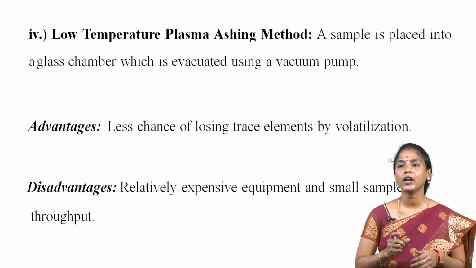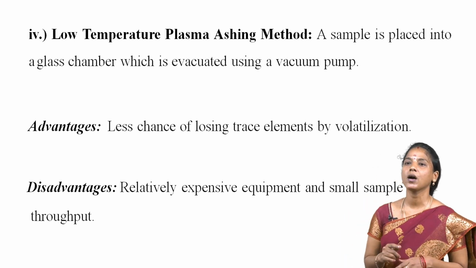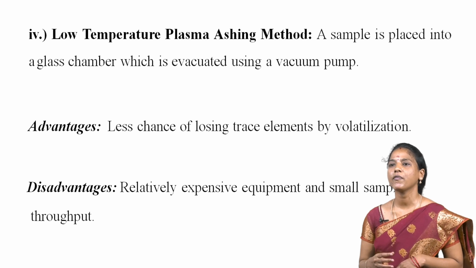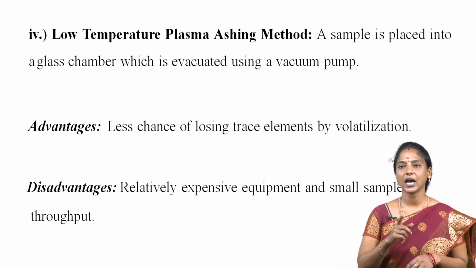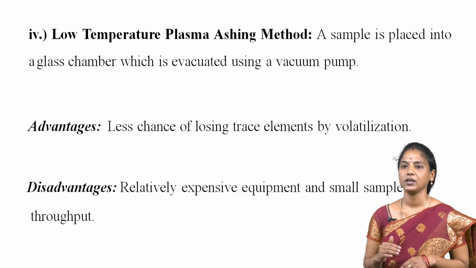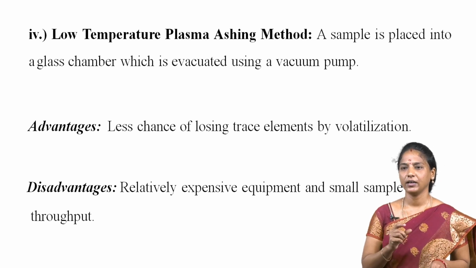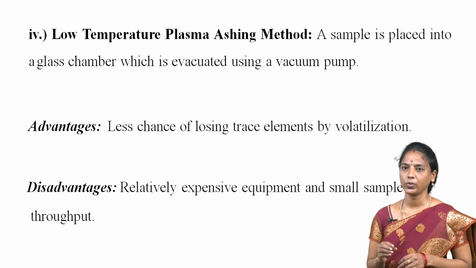The relatively cool temperature, less than 150 degrees Celsius, used in low temperature plasma ashing causes less loss of volatile minerals than other methods. And this advantage means less chance of losing trace elements by volatilization. Next, the disadvantages: relatively expensive equipment and small sample throughput.